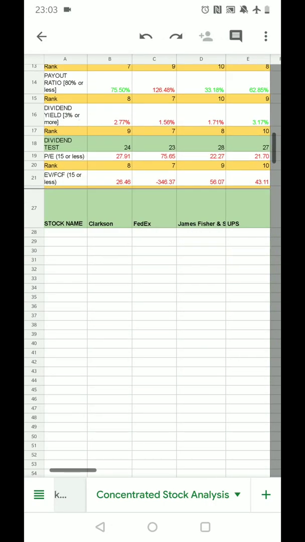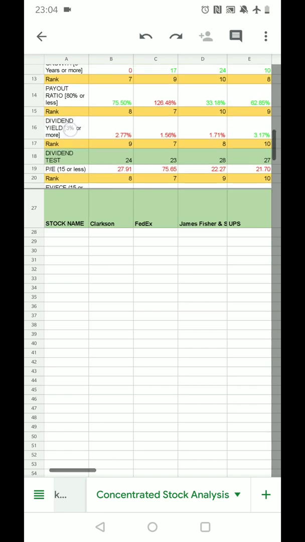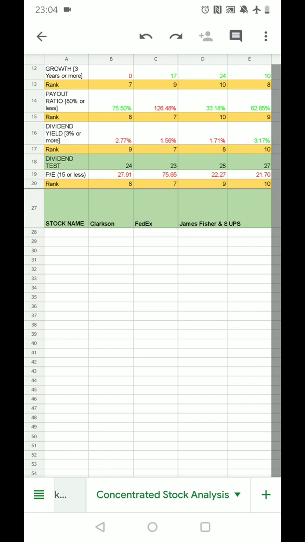Then the next category is the final category, which is the valuation test. The first of which is the PE ratio. The PE ratio tells us how much the price is greater than the company's earnings. The lower, the better. So right at the top, we have UPS with 21 times its earnings, James Fisher with 22 times its earnings, Clarkson with 27 times its earnings. FedEx is an astonishing 75 times earnings. Considering FedEx is not a growth company, I'm not sure there's any justification for that, but there we are.